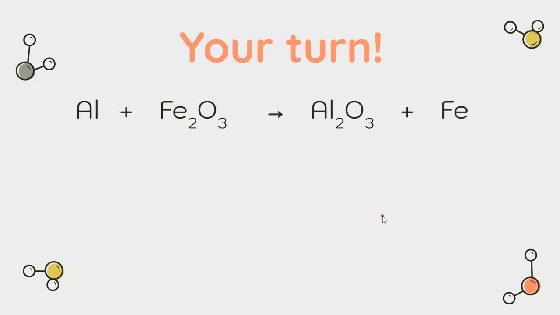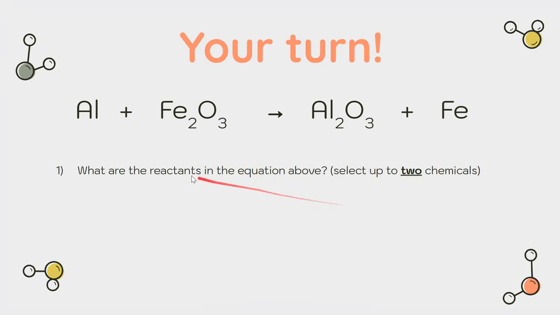Now it's your turn to try. First things first, which chemicals are the reactants in the equation above? You can select up to 2 answers. There may be as much as 2 correct answers. Next, how many Al atoms are on the left side?